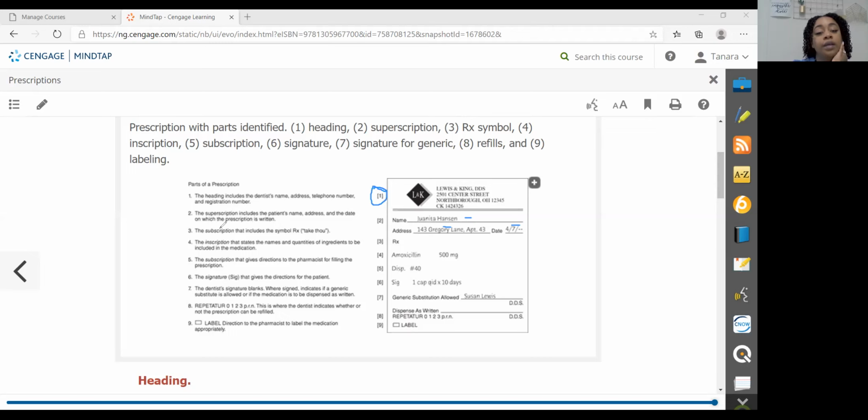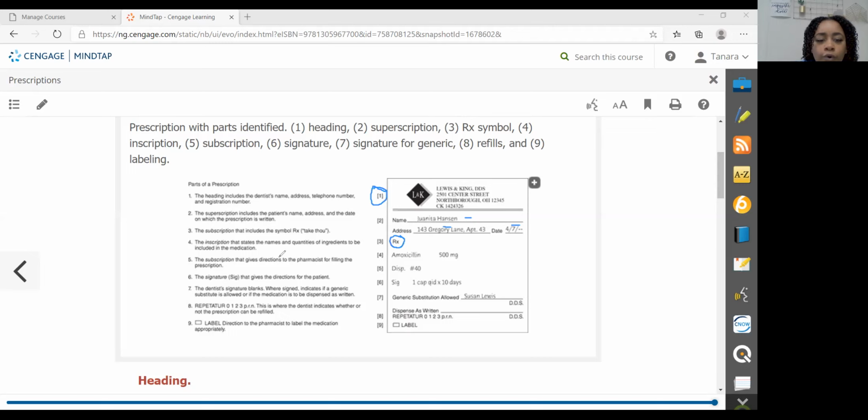All right, so here next, of course, you have your RX symbol, and this is right here. Right here it says take through, and that's pretty much what that subscription includes, that symbol, take through. So take through means, okay, you're filling it on this day and take it all the way through, complete the medicine. Or it could say this is pretty much how long the time frame you have with the medicine.